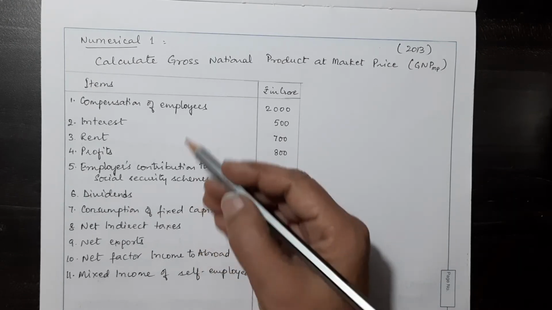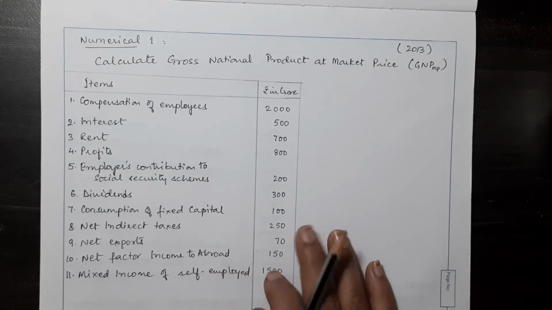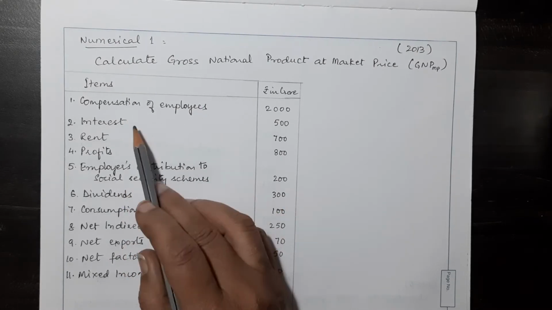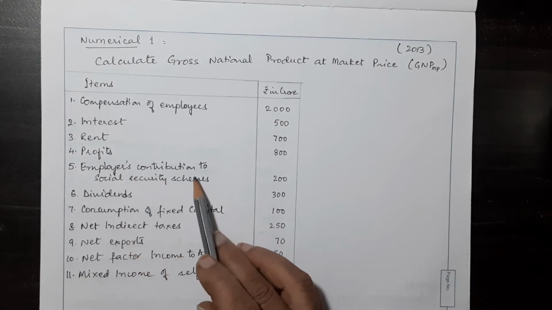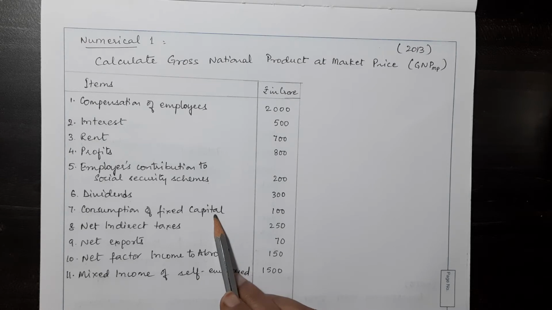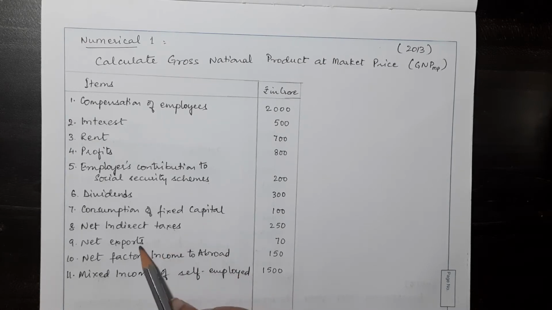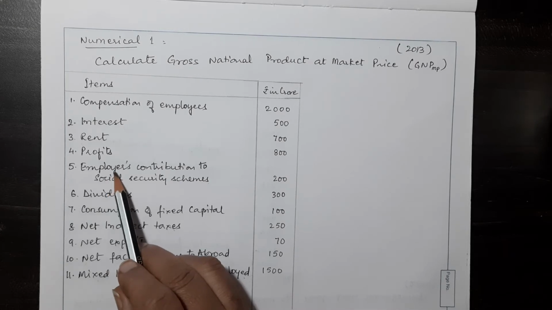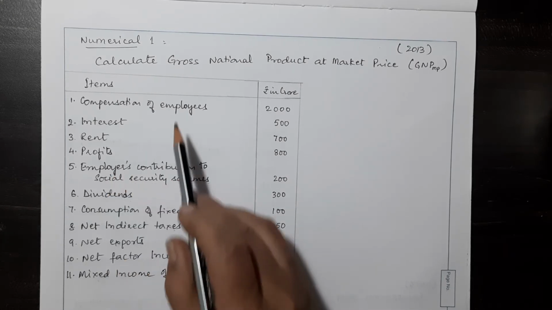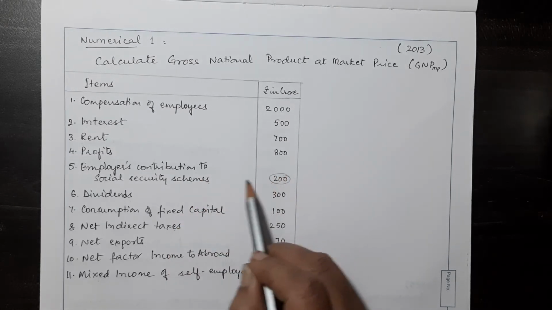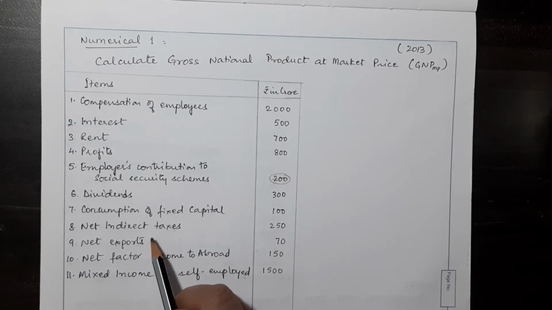So we are given certain items and the expenditure or the income. Here we are given compensation of employees, interest, rent, profits, employers' contribution to social security schemes, dividends, consumption of fixed capital, net indirect taxes, net exports, net factor income to abroad, mixed income of self-employed. Now, by formula, we know that the employer's contribution to social security schemes is part of the compensation of employees, so this as such will not be included in the calculation of the national income.